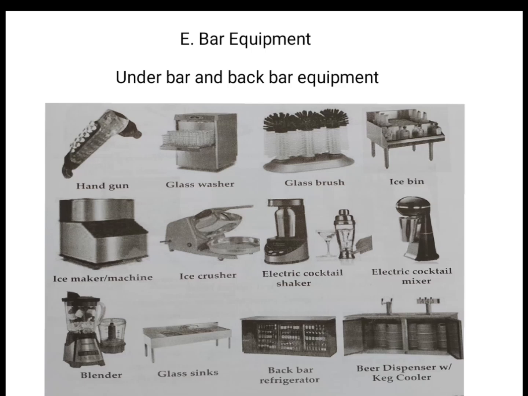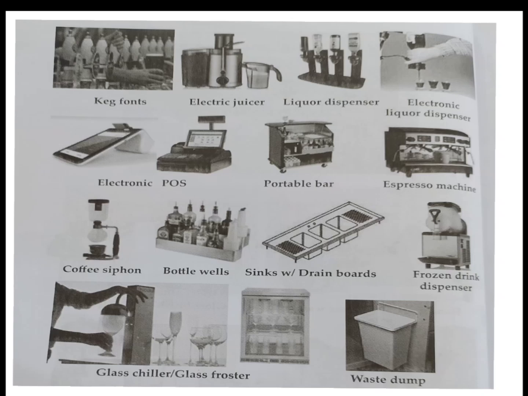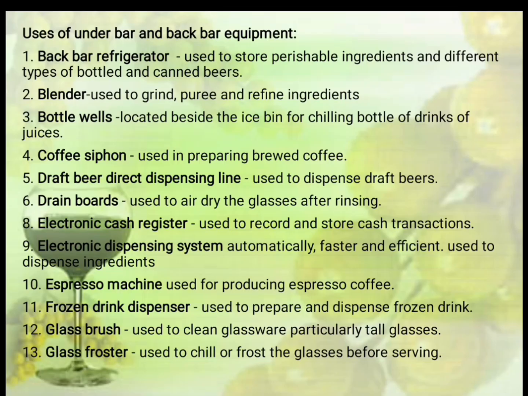So first is hand gun, glass washer, glass brush, ice bin, ice maker machine, crusher, electric cocktail shaker, electric cocktail mixer, blender, glass sink, back bar refrigerator, beer dispenser, keg, keg cooler, keg fonts, electric juicer, liquor dispenser, electric liquor dispenser, electronic POS, portable bar, espresso machine, coffee siphon, bottle wheels, sink with drain board, frozen drink dispenser, glass chiller, glass froster, waste dump.